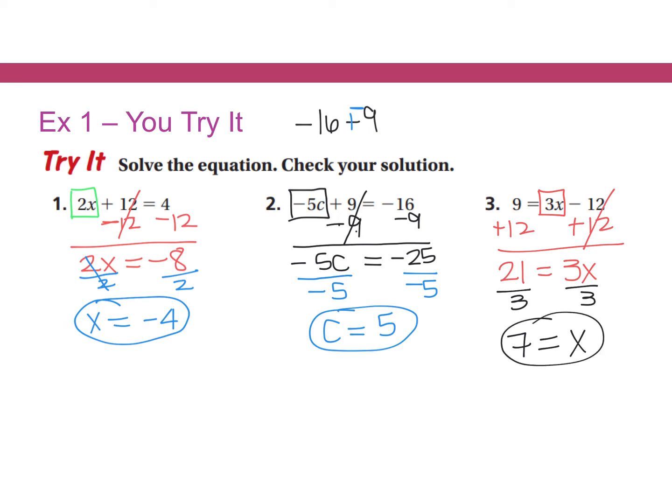So you can either write it like that, or those of you that like to write your variable first, you can write that as x equals 7. Either way, I don't care.